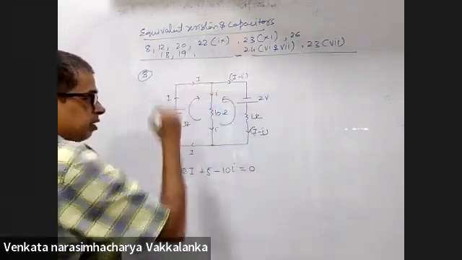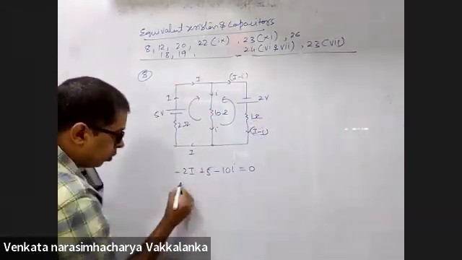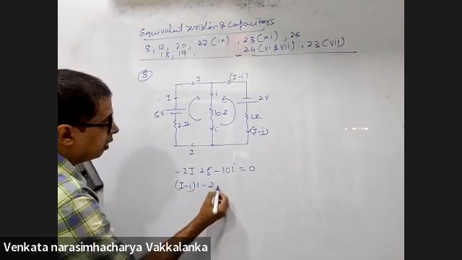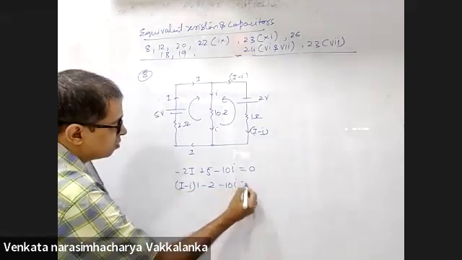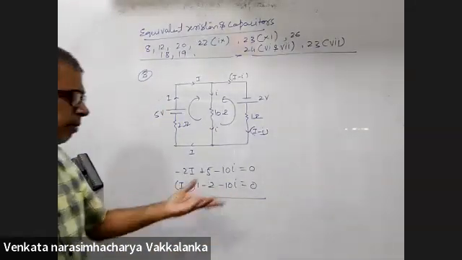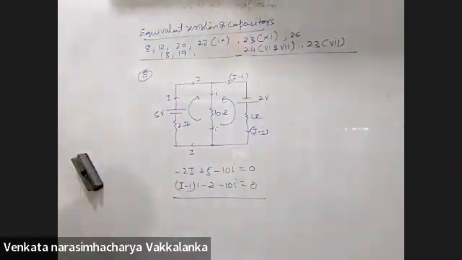Here I am going anti-clockwise direction. Opposite to the direction of current, (I minus I) into 1 minus 2 minus 10I is 0. Eliminate capital I, you get small I.